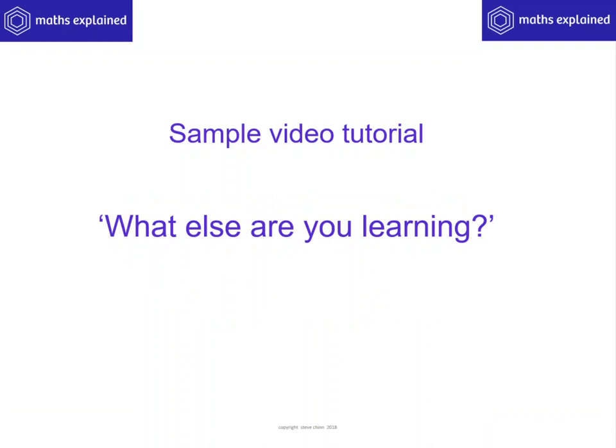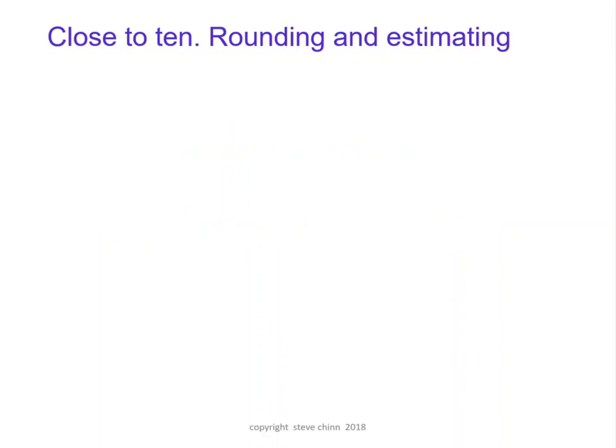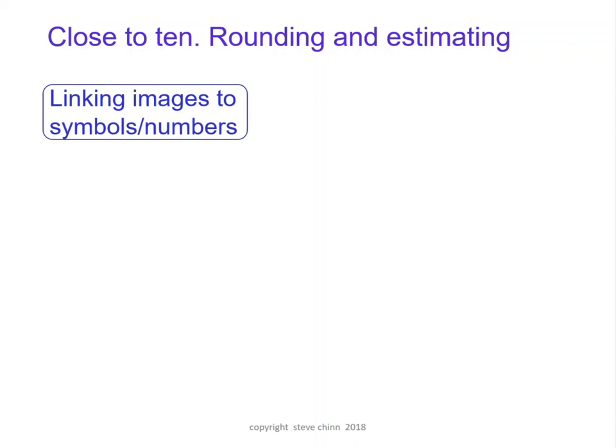Throughout the Maths Explained tutorials, I think to myself, what else will my learners learn? So I'm trying to incorporate a lot of concepts, a lot of understanding as I explain processes. So there's more going on than you might notice at first sight. So let's start by looking at close to 10 as an example of rounding and estimating.